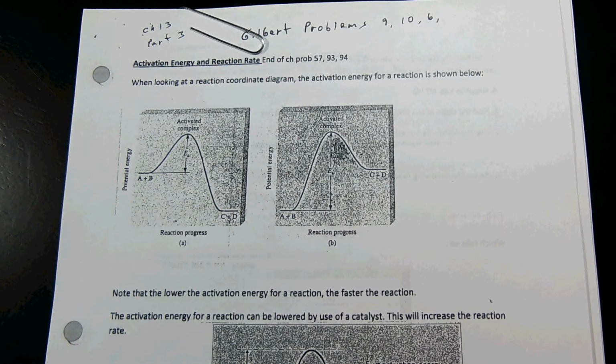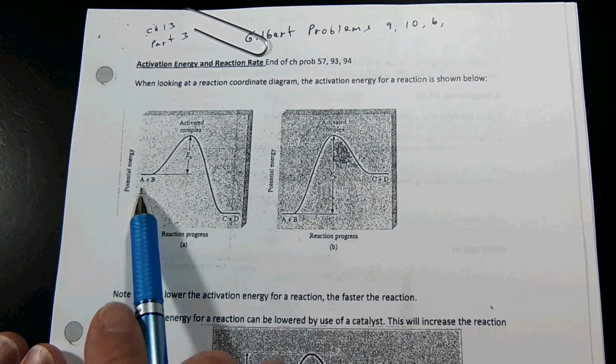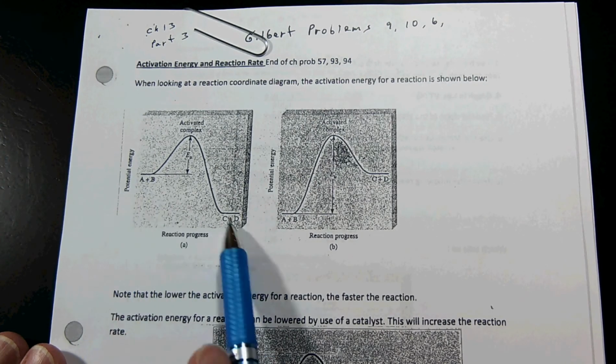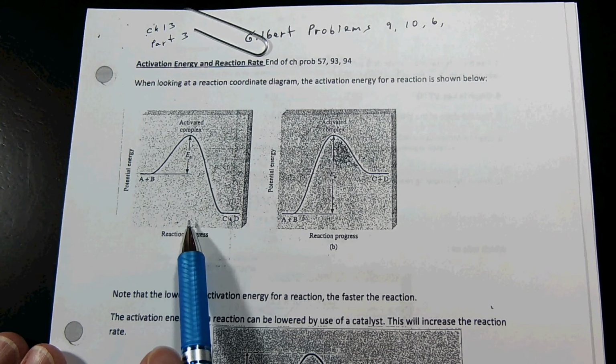Okay, we're going to be taking a look at activation energy and reaction mechanisms. From reading the chapter, you should be familiar with activation energy. It's that little mountain between the reactants and the products. So these would be called reaction coordinate diagrams.